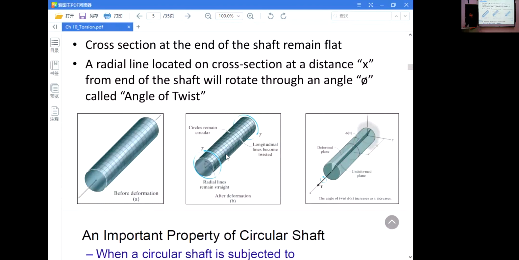There is no normal stress. If the cross section had normal stress in this direction, yes or no, the shaft would become shorter or longer. But the length doesn't change. It's based on the experiment.